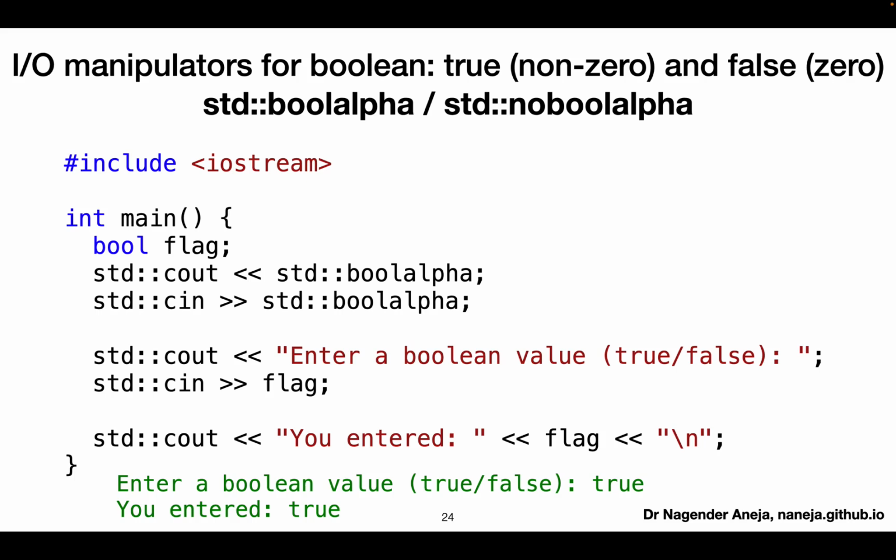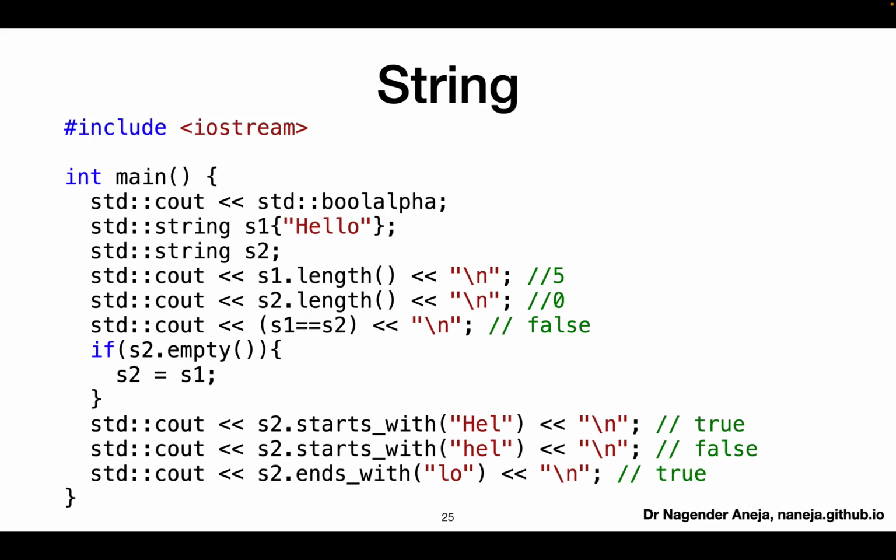Okay, so in this case, we have used std::boolalpha, and we'll say enter a Boolean value, true or false. The user is going to enter something here as a string, true. So this true will be assigned to this flag because std::cin is into flag. And then we'll display this. It is going to display the value as true, so it says you entered true. Now you can compile and run this code by commenting this out and see what happens.